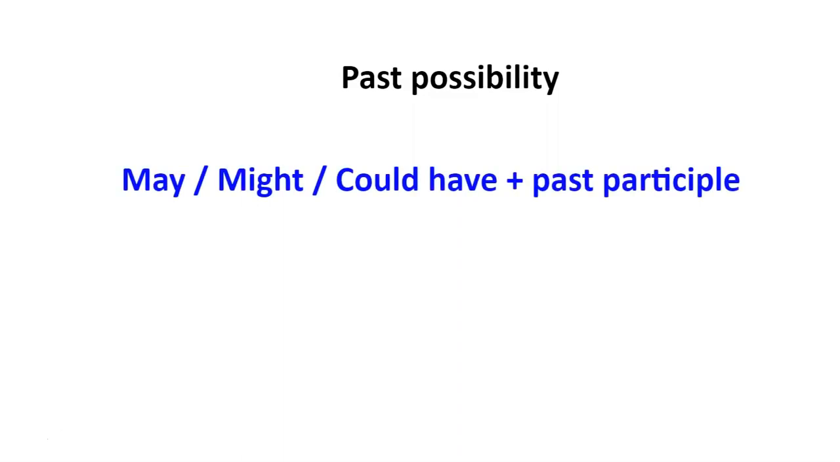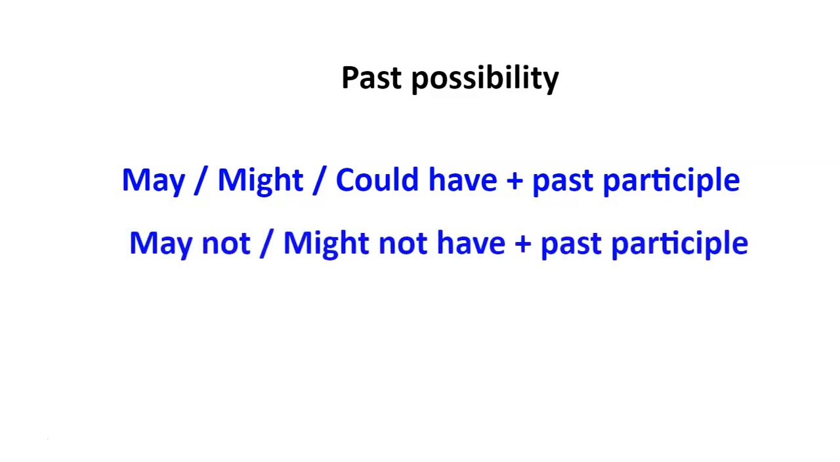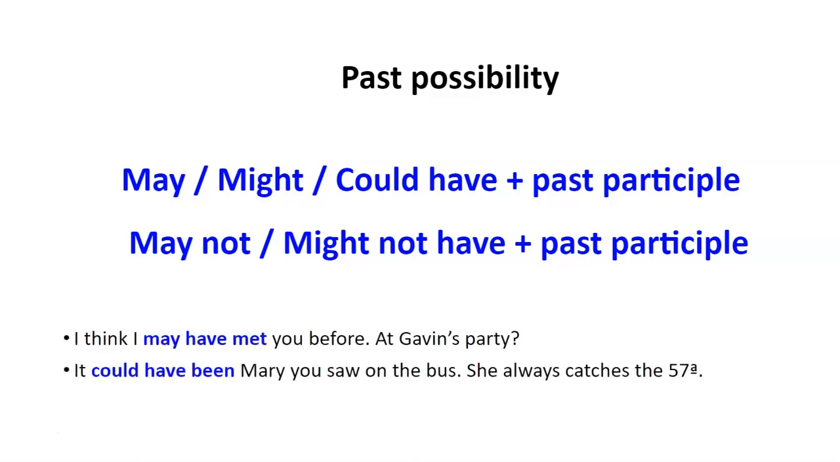And last but not least, we need to talk about past possibility. Again, here we need to use the three modals, may, might, or could, followed by have and the past participle. And remember, we need to be very careful that in the negative, only may not, might not, and have past participle. For example, I think I may have met you before. It's possible we met before. It could have been Mary you saw on the bus. It's possible that you saw Mary on the bus because she always catches that number bus.